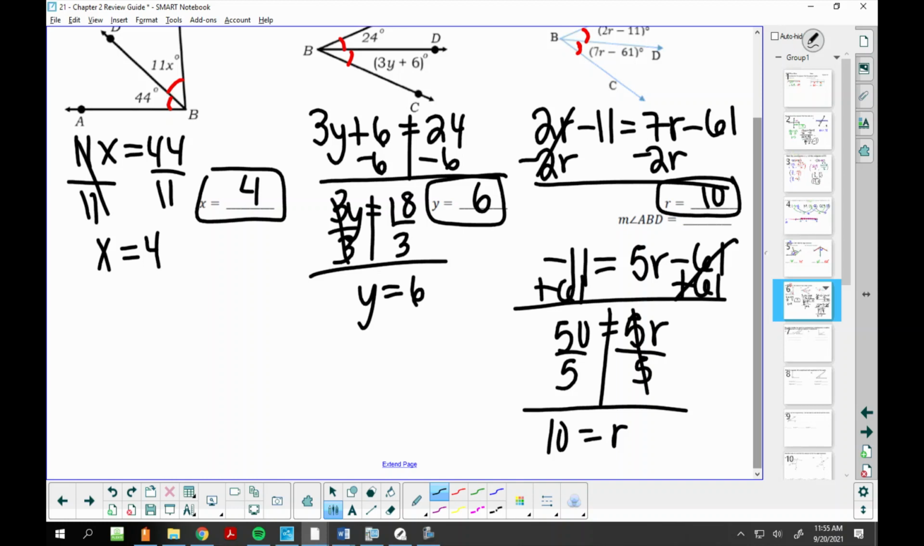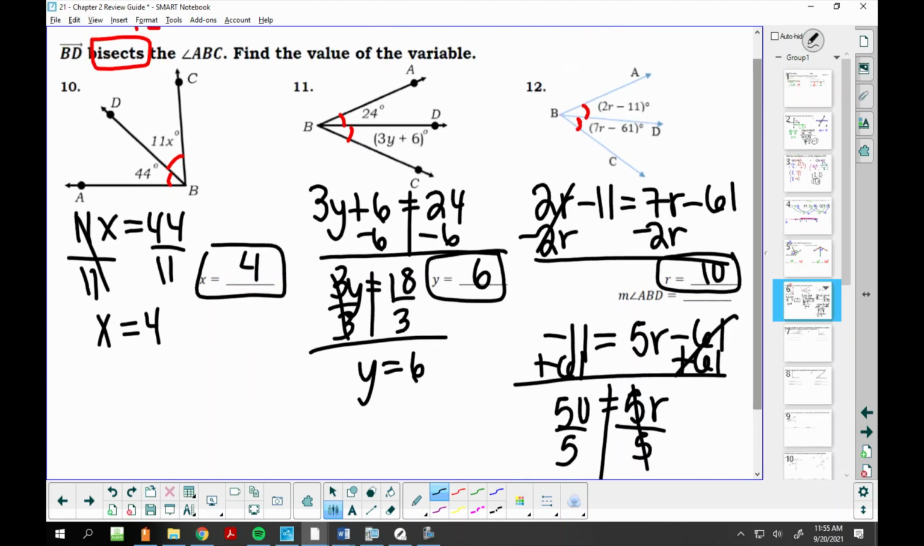But then they want me to plug that back in to find the measure of angle ABD. So 2 times 10 minus 11. 20 minus 11 means that that's 9. Now, is the measure of that angle actually probably 9 degrees? No. Sometimes the numbers don't make sense, especially when I make up the problems. Sometimes it's like, it's not really a 90-degree angle. But that's what we get.